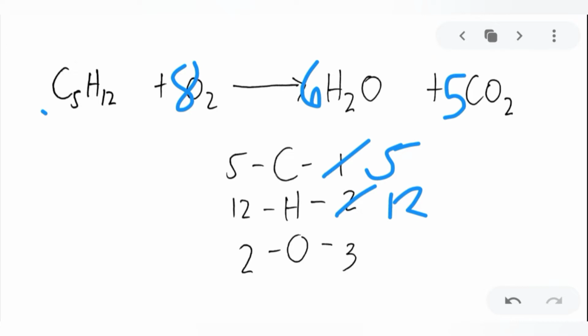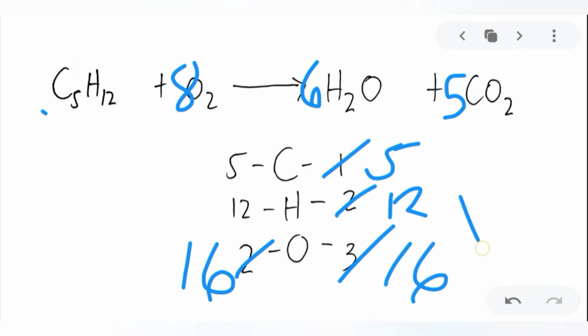And then for oxygen, you have here 8 times 2, that is 16. So this will be 16. And then on the product side, that is 6 times 1 here, that is 6, and then 5 times 2, that is 10. 10 plus 6, that is 16. So it is already a balanced equation.